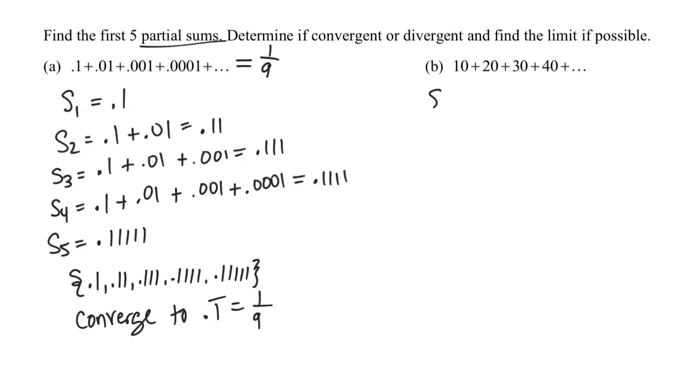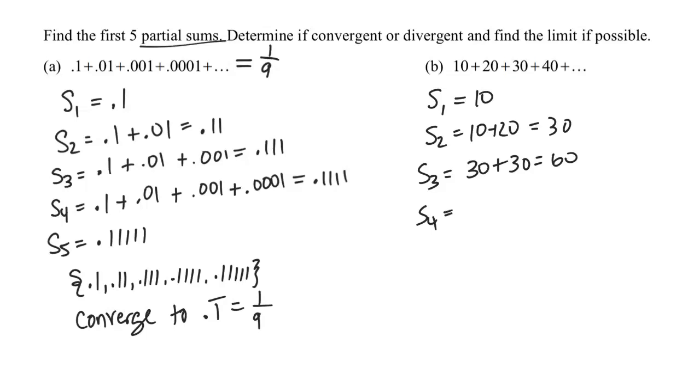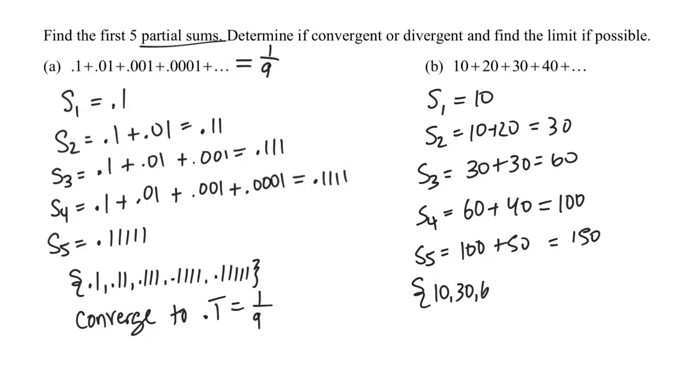Now, in letter B, we could do the same thing. S1 would just be the first term. S2 would be the sum of the first 2 terms, so that would be 30. S sub 3 would just be the previous partial sum plus the next term, and so that would be 60. The fourth partial sum would be the previous partial sum plus the next term, which would be 40, and so that would equal to 100. And then S sub 5 would be 100 plus the next term, which of course would be 50, and so this would be 150. And so my partial sums are going to be 10, 30, 60, 100, and 150.